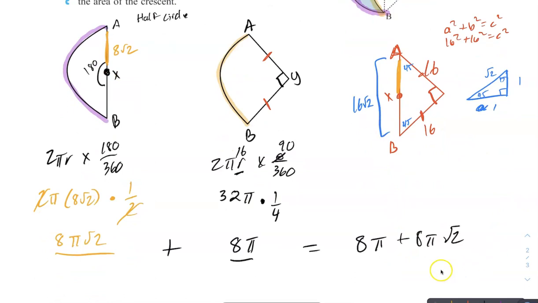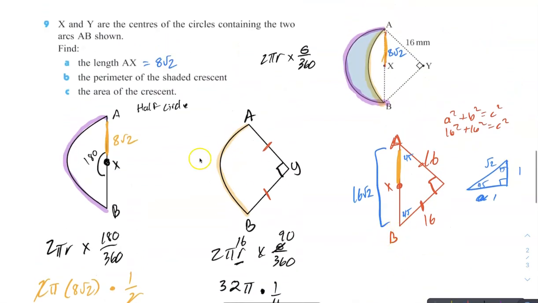If I wanted to, I could factor out the 8 pi if I want to make it a little prettier, but you don't need to do that. So either one of those is fine. So that's the perimeter. That's the first one, that's B. C wants me to find the area of this. Okay, so the area is a little funkier. Alright, I want the area of that thing.